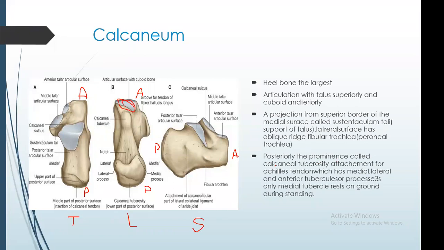Posteriorly, the prominence called the calcaneal tuberosity is the attachment for the Achilles tendon, which has medial, lateral, and anterior tubercles. This is the lateral tubercle, this is the medial, this is the anterior tubercle. These are the calcaneal tubercles. The medial tubercle rests on the ground when you are standing. This is the part of the heel which is on the floor.